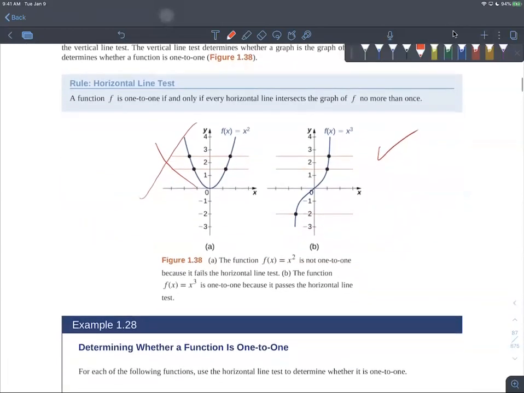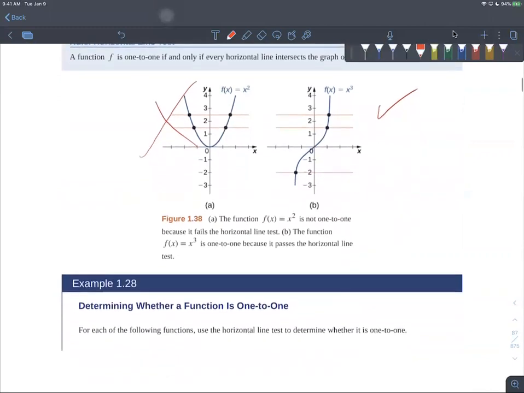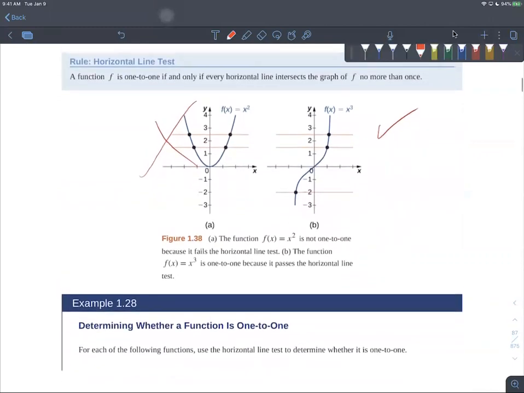Figure 1.38, the function f of x equals x squared is not one-to-one because it fails the horizontal line test. And then part B, x cubed is one-to-one because it passes the horizontal line test. No matter where you draw a horizontal line, any single horizontal line that you draw will intersect the graph in, at most, one place.